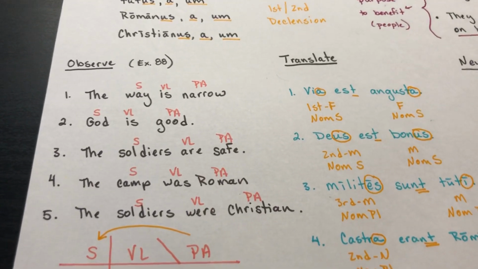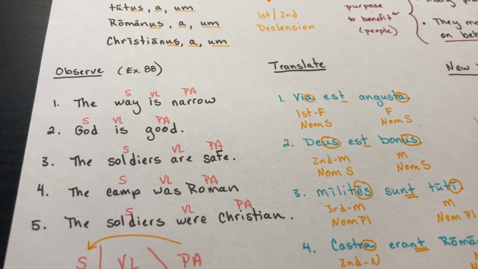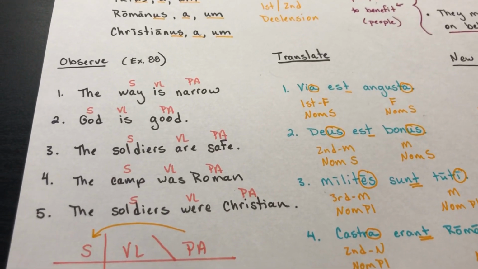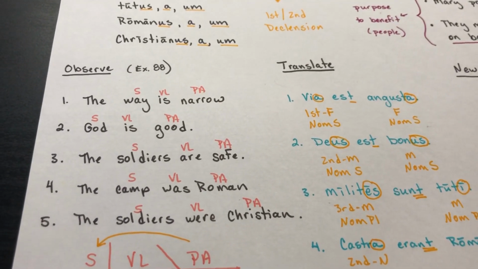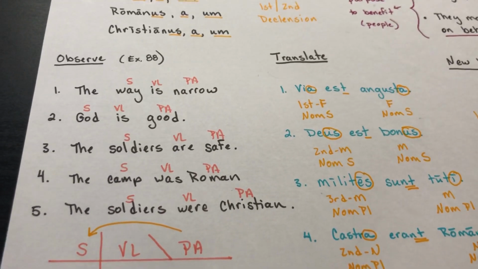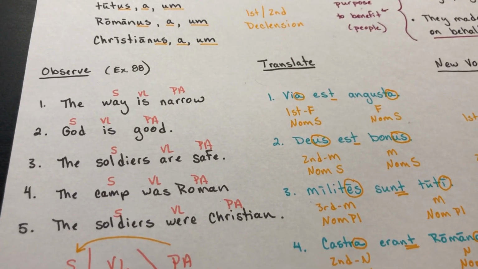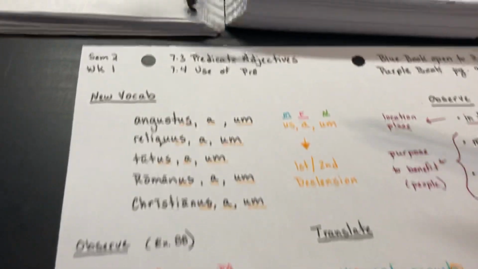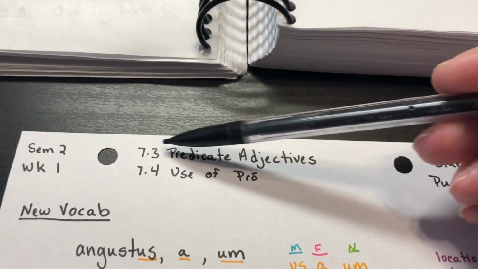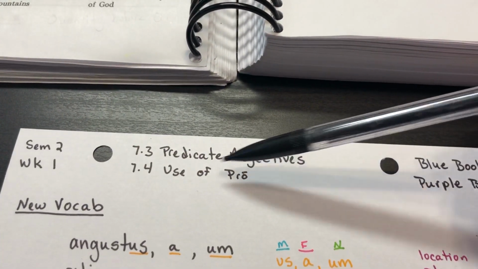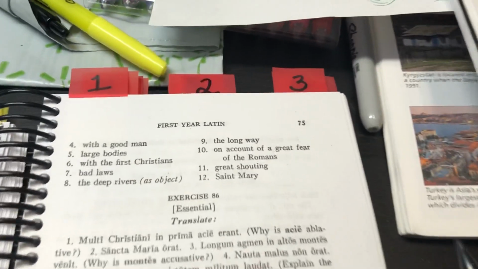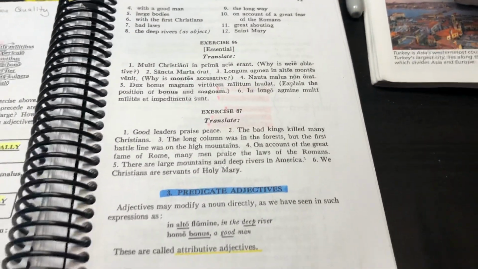I hope you all had a wonderful holiday season, and I'm going to talk you through my lesson plan for week 1, which will be coming up for us next Wednesday. Where we are on our modified schedule is lesson 7, 7.3, predicate adjectives, and 7.4, use of Prō. So that starts on, what is that, page 75?